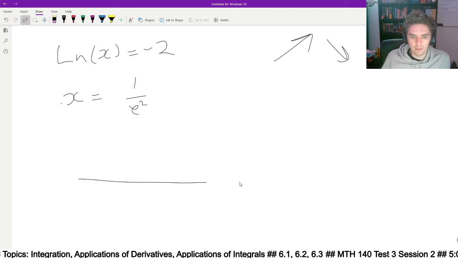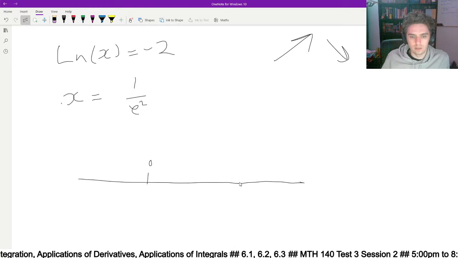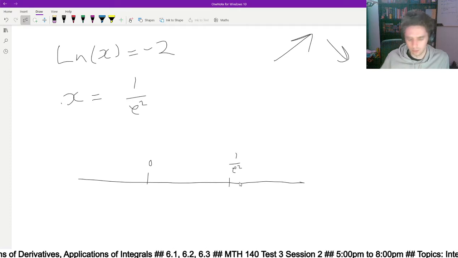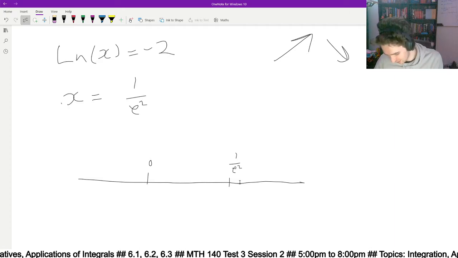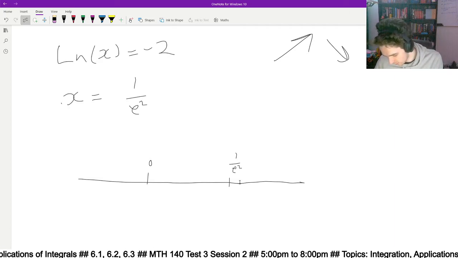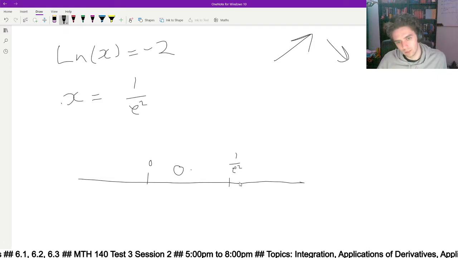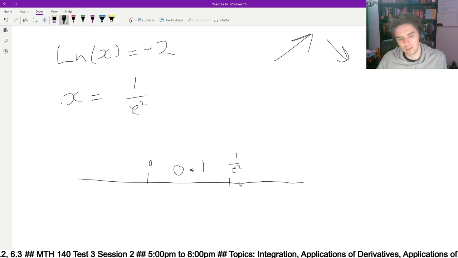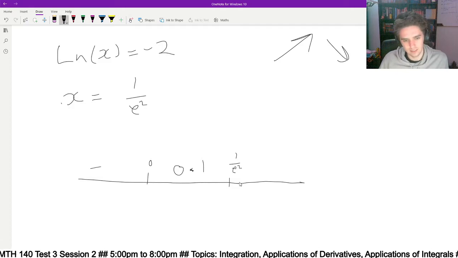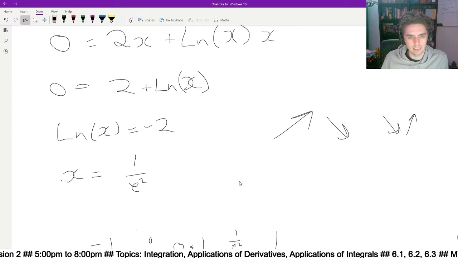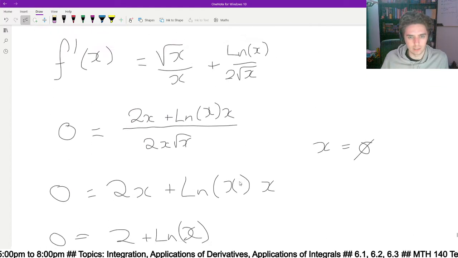So we have an interval now. We have 0, 1 over e squared. I don't know how big 1 over e squared is, so I don't know what's something in between it. 0.1 would be a little lower than that, and 1. So let's test the first derivative and see what it's like at those points.